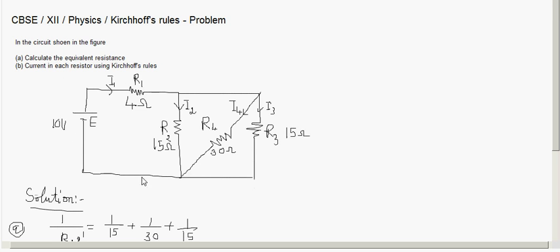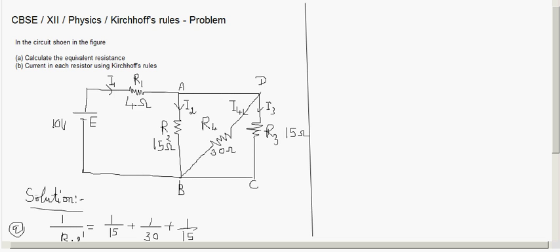Now we need to find out current in each resistor using Kirchhoff rules. I will write here only so that the figure is also seen. Before applying, let us mark all the junctions. Let me mark this junction as A, B, C, D. This is I1, I2.